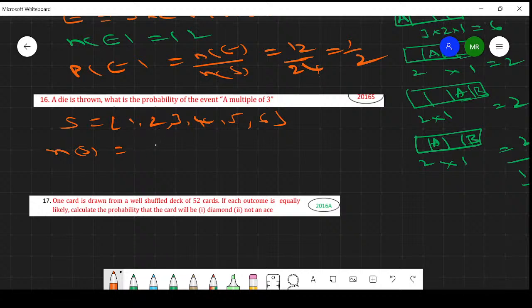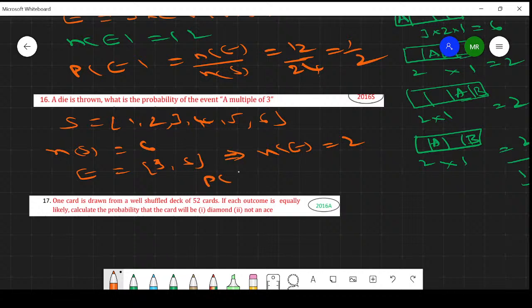Correct? Now they are taking here the event. What is the probability of event, a multiple of 3? So let E be the event multiple of 3. Multiple of 3 means 3, 6. So I can write n of E is equal to 2. This implies favorable outcomes only 2.